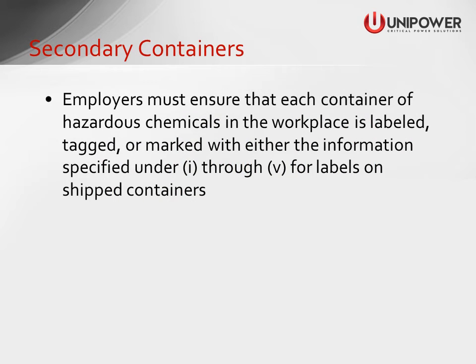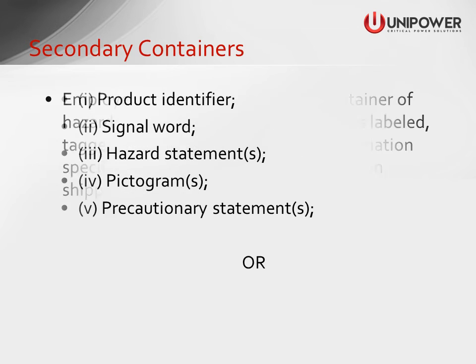Secondary containers. Employers must ensure that each container of hazardous chemicals in the workplace is labeled, tagged, or marked with either the information specified in sections 1 through 5 for labels on shipped containers. Secondary containers information 1 through 5 include product identifier, signal word, hazard statements, pictograms, and precautionary statements.